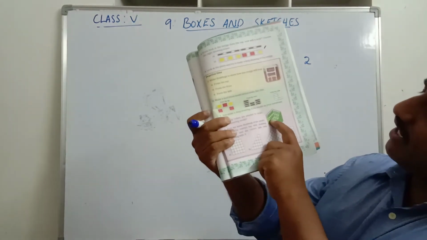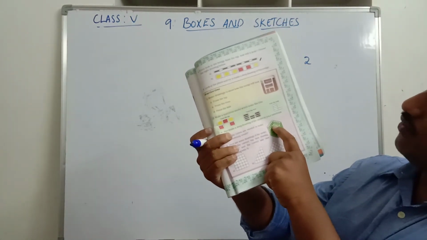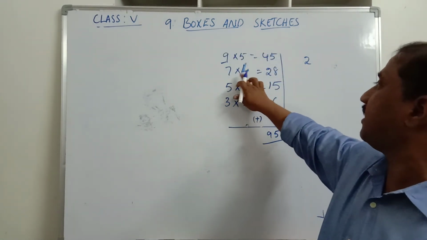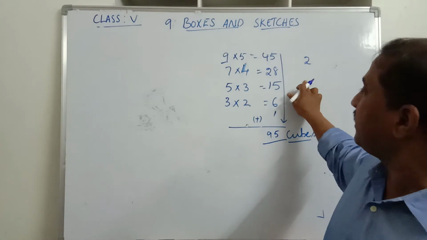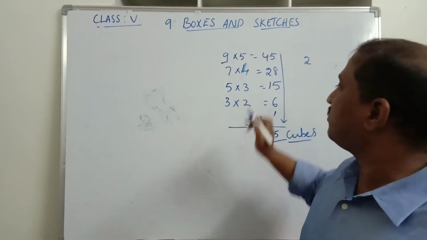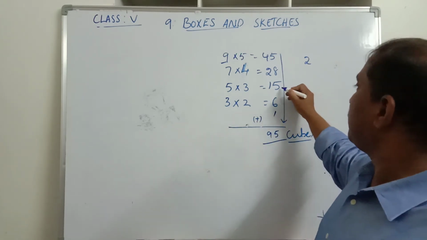Next we have 7 cubes: 1 2 3 4 5 6 7. And how many layers are there? 4 layers. 7 into 4 is 28. Then we have 5 cubes in each layer, and 3 layers. 5 into 3 is 15.